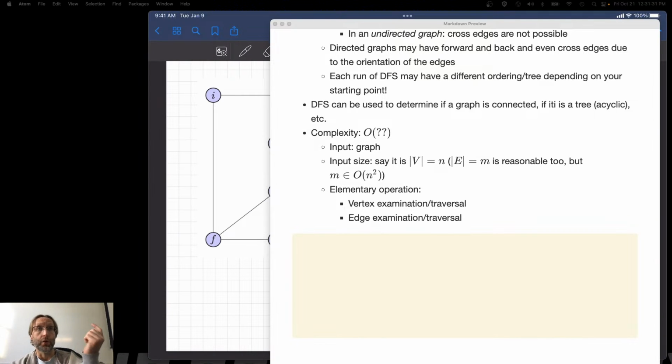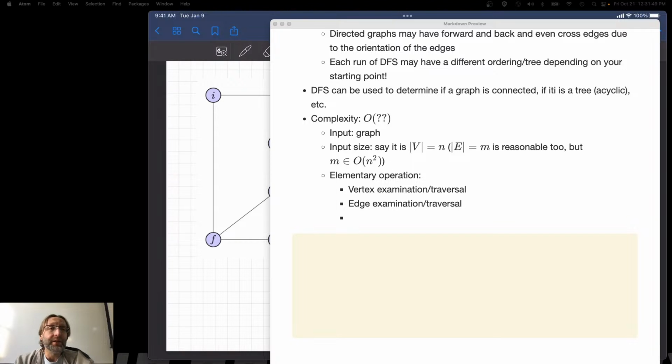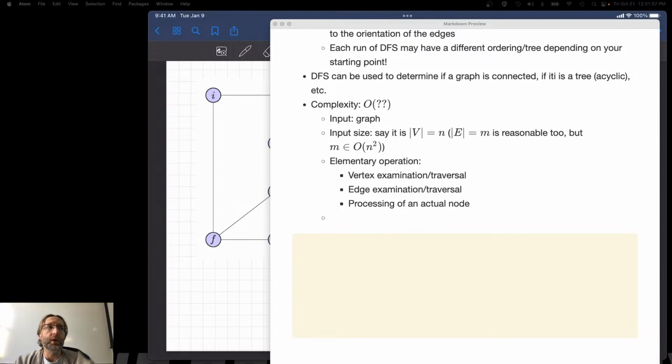And for every edge, you can look at it from one of two ways. If an edge is going to connect two vertices A, B, so you first see it from A's perspective, you second see it from B's perspective, you're only ever going to examine an edge exactly twice, or at most twice. Or finally, what you actually want to use as your elementary operation, the processing of an actual node, right? And no matter what, if you look at the processing of an actual node, each node is processed exactly once. So it's going to end up being order n.